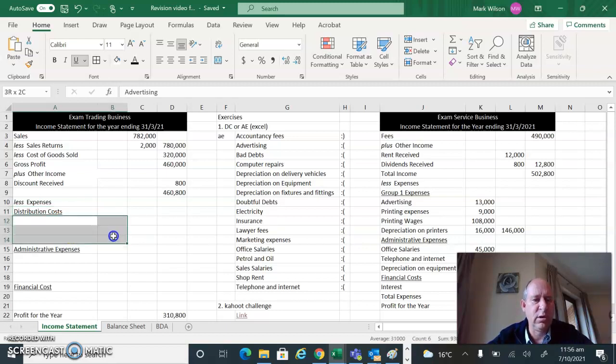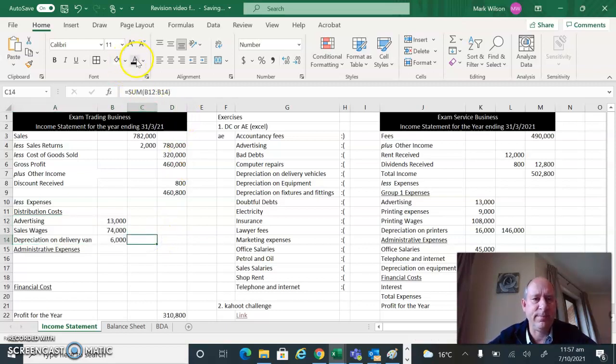So I've put a few, and I'll get you to add these into yours as well. Advertising, sales wages and depreciation on delivery van. All delivery van costs will go there, all sales costs will go there, all shop costs will go there. And the total of those, keep writing them in, will go into the second column. So they're your total distribution costs.